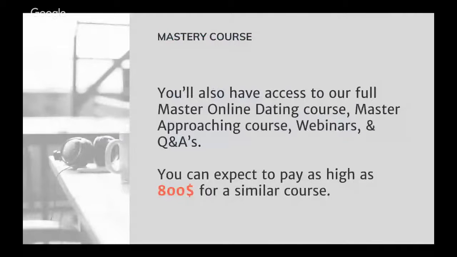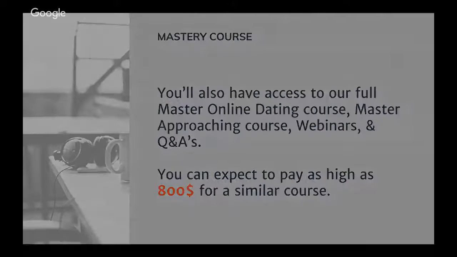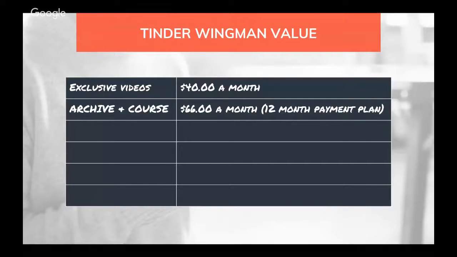Our mastery course, you'll have access to our full mastery online dating course and approach course and webinar and Q&A archive. With other companies, you can expect to pay as high as $800 for a similar course. And frankly, in many cases, it's a lot more. And I think you guys are aware of that. So that's $66 a month if you are paying on a 12-month payment plan.